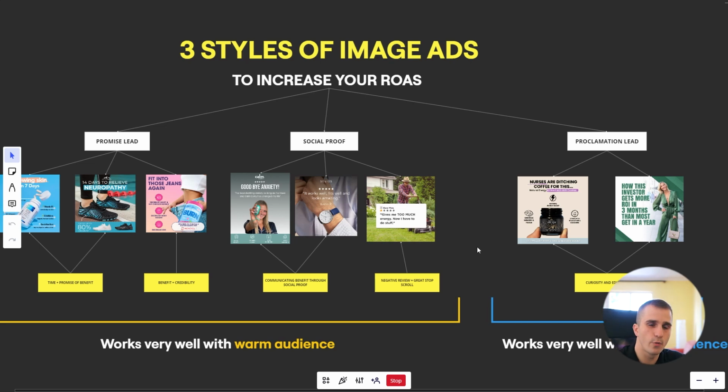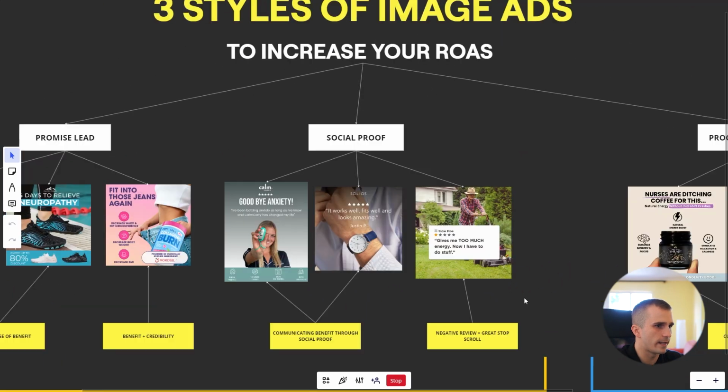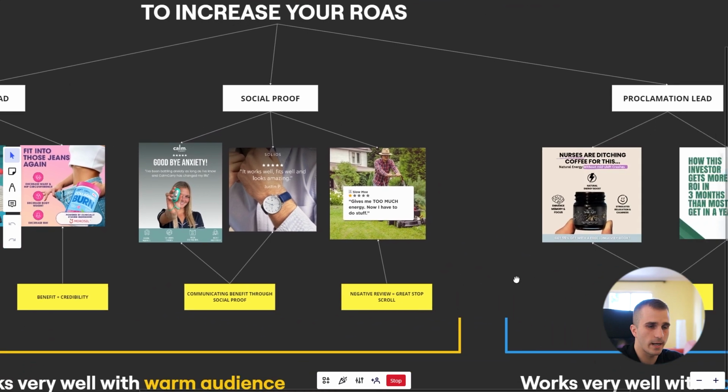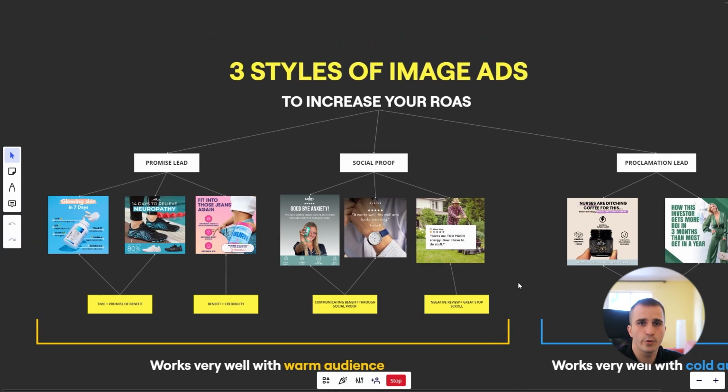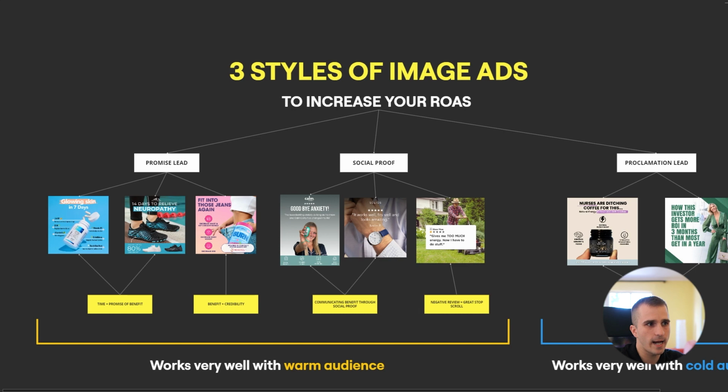Hey guys, so in this video we're going to cover 3 types of image ads that you can implement on your Facebook ad account to increase your ROAS. These types of ads that I've gathered from Foreplay, I will show you what's good about them and how to create them, and they are really easy to create. And if you have them on your Facebook ad account for your products, there's a very good chance that you will increase your ROAS and decrease your cost per acquisition.